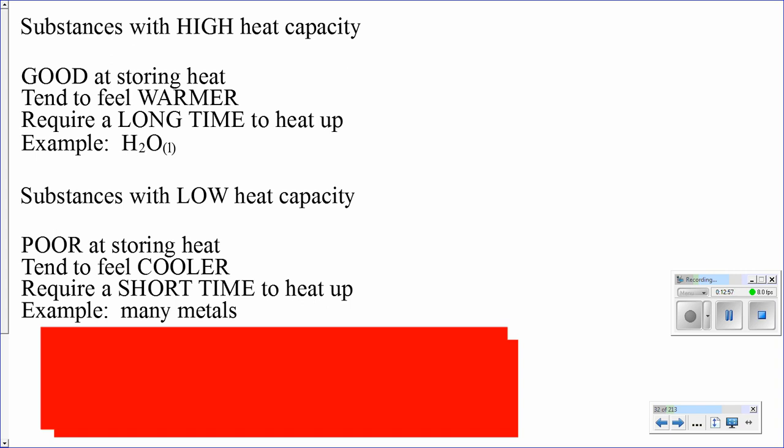Substances with a low heat capacity do not store heat well and tend to feel colder. They do heat up really quickly though. So this is like metals, if you think about how quickly they heat up, that's due to their very low heat capacity.